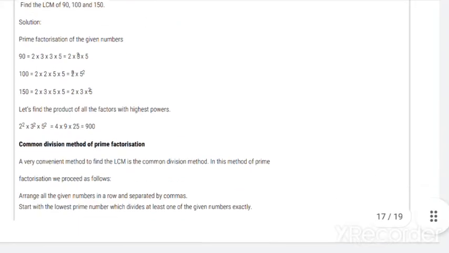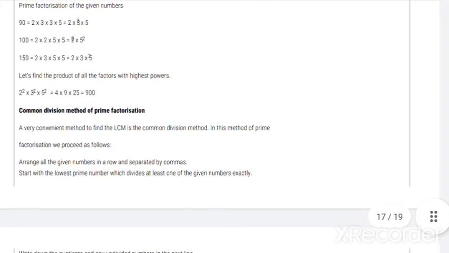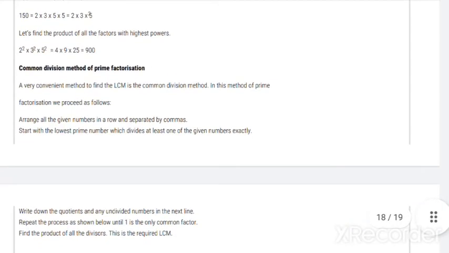Now children, the common division method is also a very good, convenient method to find the LCM of any given numbers. In this method, we proceed as follows. What are those, children? Arrange all the given numbers in a row and separate them by a comma, which is very important, children. Otherwise, you will get the wrong answer. So children, the first step is very important. Okay, arrange all the numbers properly in a line separated by commas.